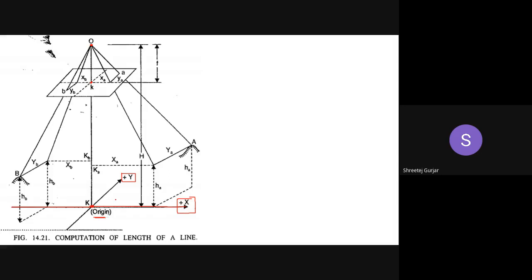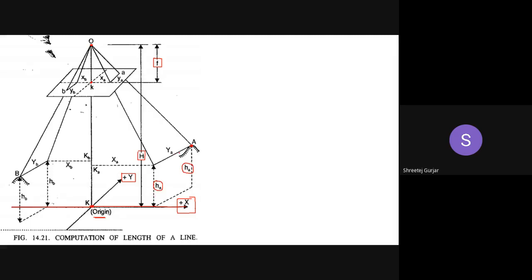Next thing, capital H is the flying height from the ground. And we know small f is the focal length. Now consider this point A. Consider this point at a height HA from the ground. This is also height HA from the ground itself.